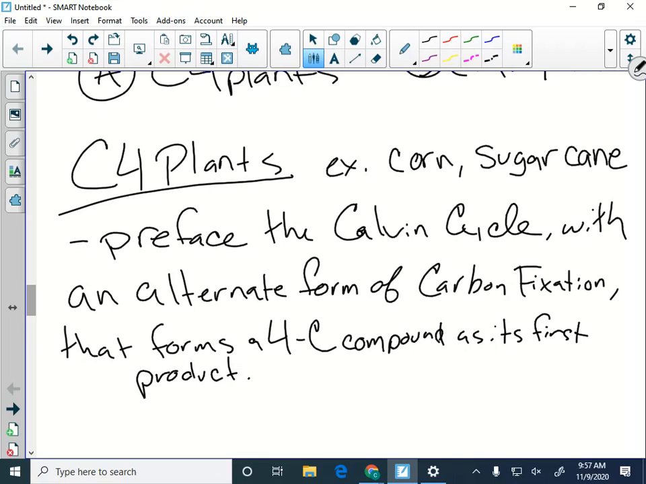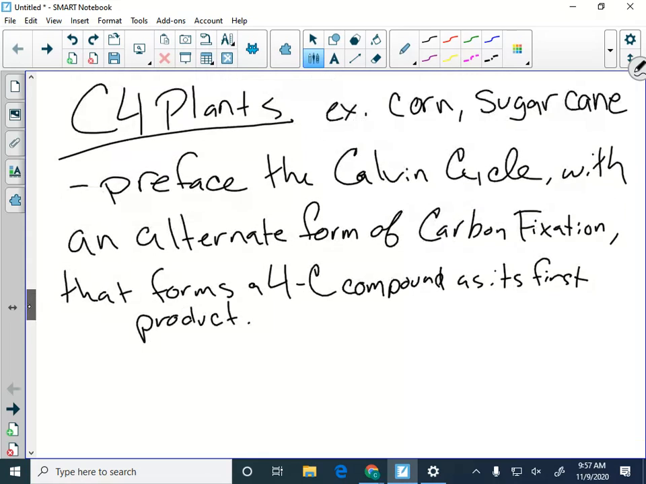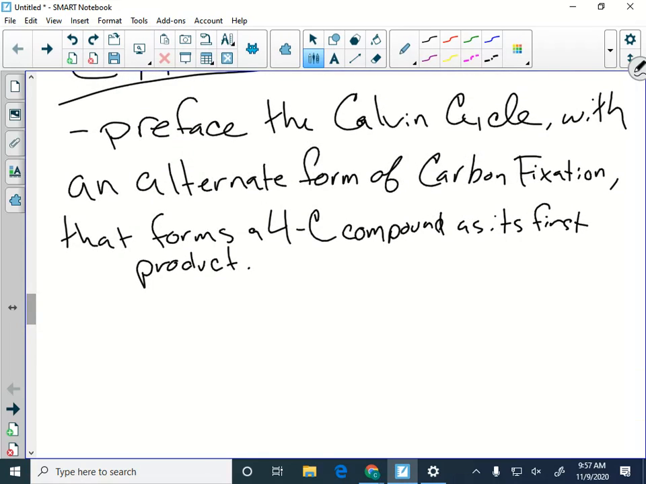And that is why we call it a C4 plant, because the first product is a 4-carbon sugar. This process of prefacing the Calvin cycle and creating a 4-carbon compound first is believed to have evolved independently at least 45 separate times.